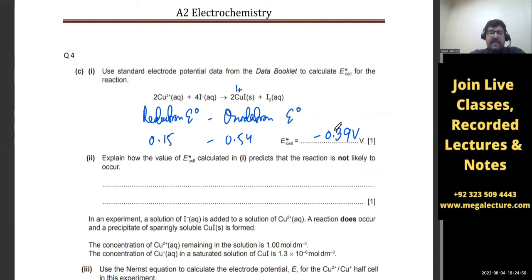And a negative value indicates that it's not going to happen. This reaction is not going to happen. A negative value indicates that the electrons will not flow in that particular direction. As I explained, the E naught cell predicts the reaction is not likely to happen because the E naught cell is less than 0. So it's not feasible or spontaneous. Or simply, it's not going to happen.